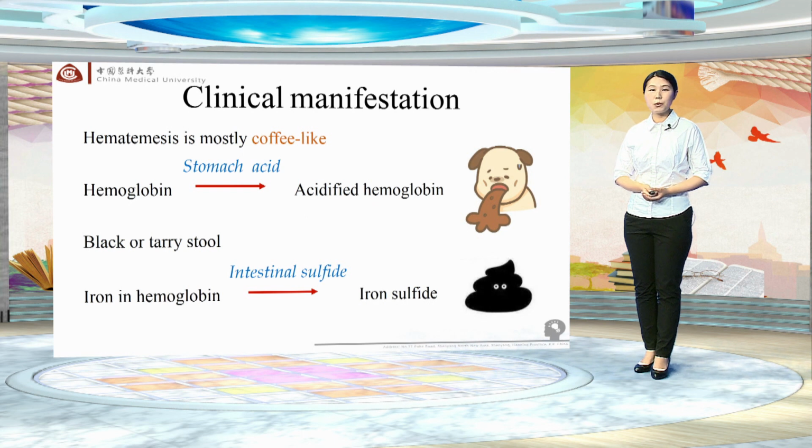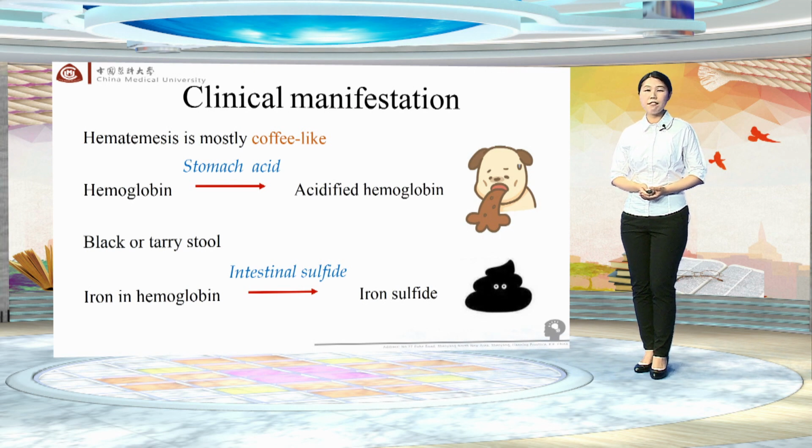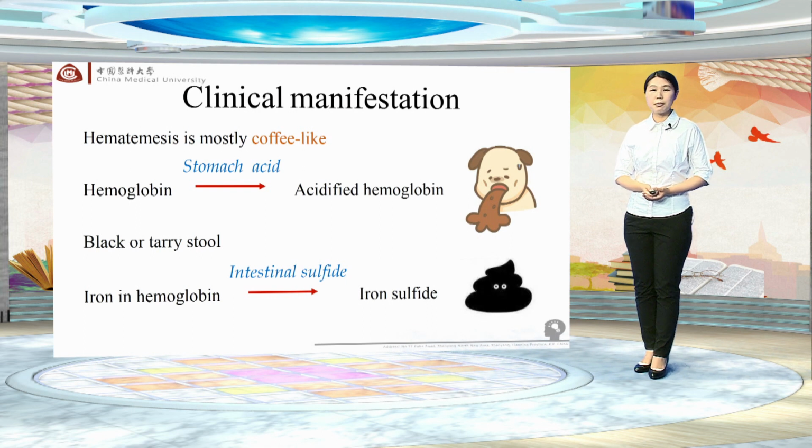Well, some of you may have the question of why UGH patients' hematemesis is mostly coffee-like. That is because the hemoglobin in the blood, under the effect of stomach acid, turned to acidified hemoglobin, which color is coffee-like. Therefore, when the blood is vomited through the digestive tract under the action of stomach acid, the contents are coffee-like. However, if there is a lot of bleeding and the blood is not acted on sufficiently, then bright red blood or blood clots may be vomited.